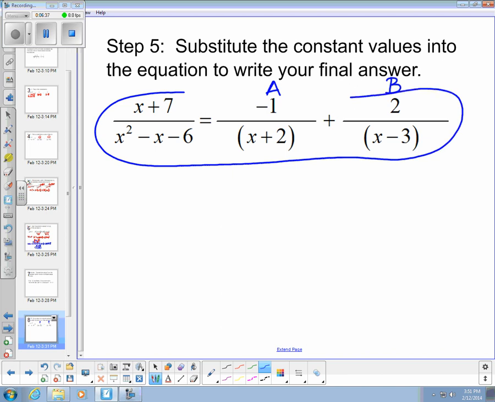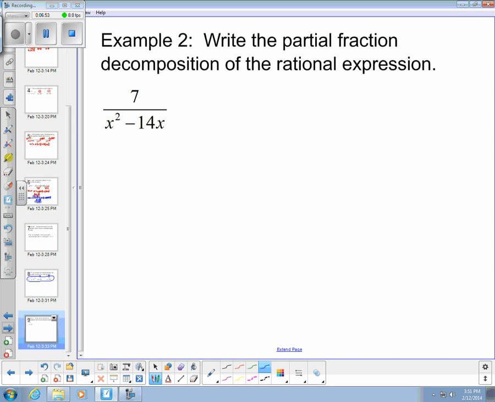If I took those two fractions on the right side, got a common denominator and added them together, the answer would be the fraction that I started with, the x plus 7 over x squared minus x minus 6. Okay, now I'd like you to pause the video and see how far you can get, use your steps, and see how far you can work this one, and then turn it back on when you get stuck or when you're ready to check.